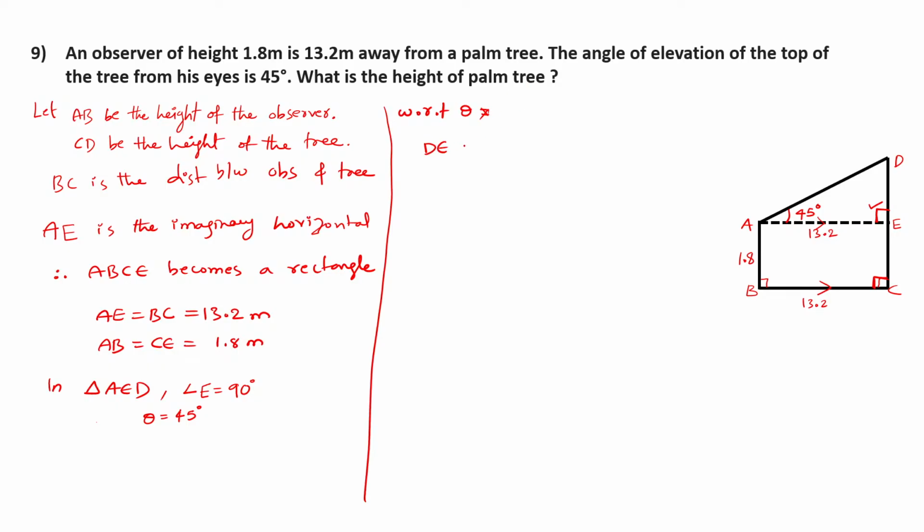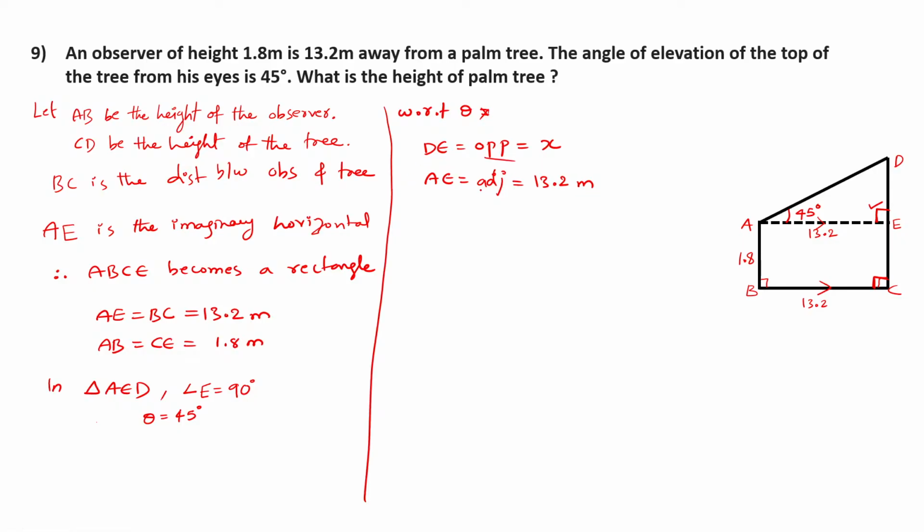DE is the opposite side that we don't know, so we take it as x. Next, AE is the adjacent side, and we have it as 13.2 meters. So we don't need to find the hypotenuse, so I'm not writing it here.